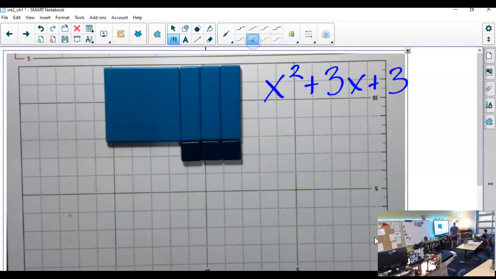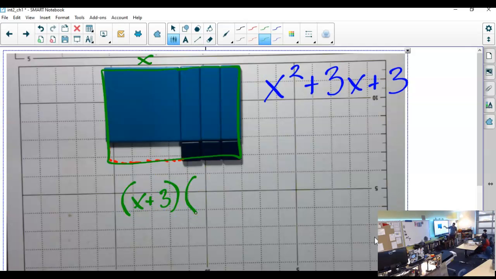What are we missing to make this a nice shape, a rectangle? If we had an X here, we would have a much nicer shape that we could then write out using its dimensions. How long would this rectangle be? X plus 3, not x squared. Be careful, because remember, the length is just x. So we could call this x plus 3.